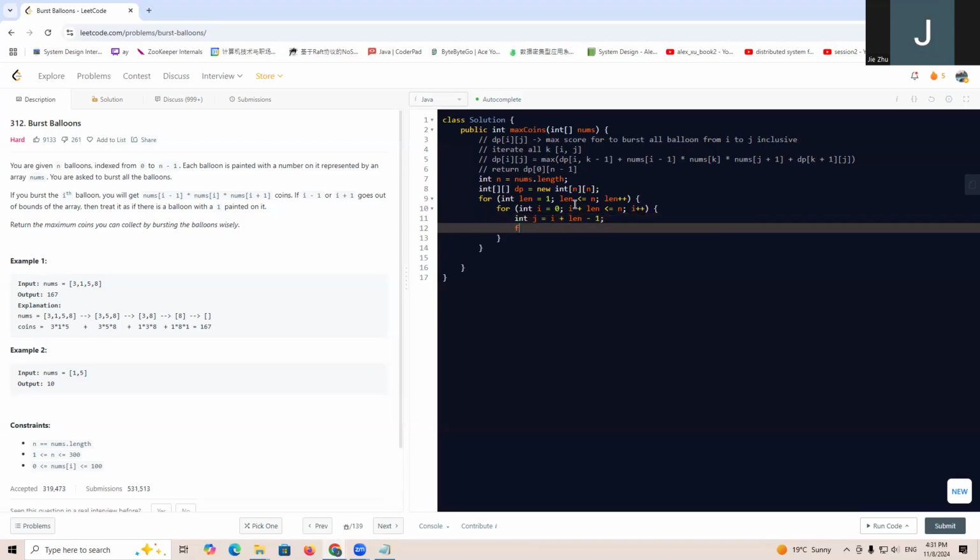So we are going to iterate the for int k, which is the last bloom which we left, right? So we'll see for every ij, what is the last k? In this case, everything on the left has been burst out, on the right has been burst out. So we just iterate the last one, right? So for every k equals i, k smaller or equal to j, k plus plus, right?